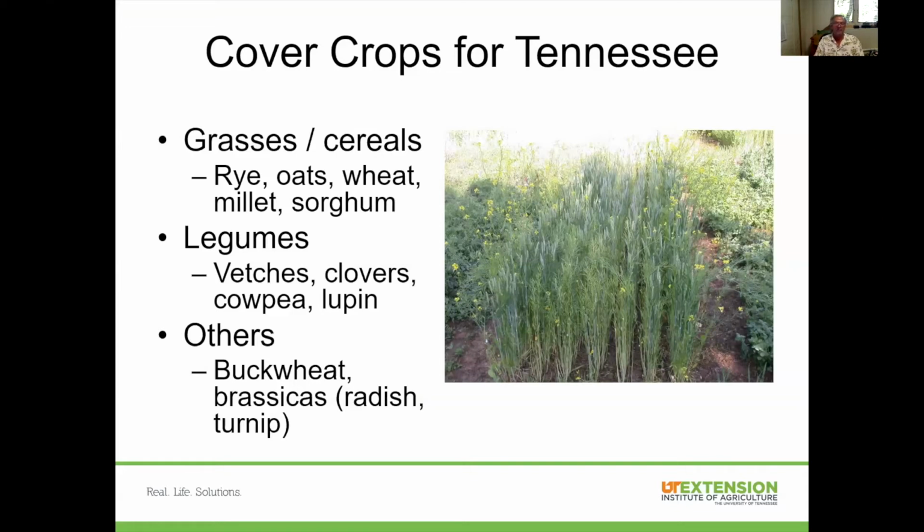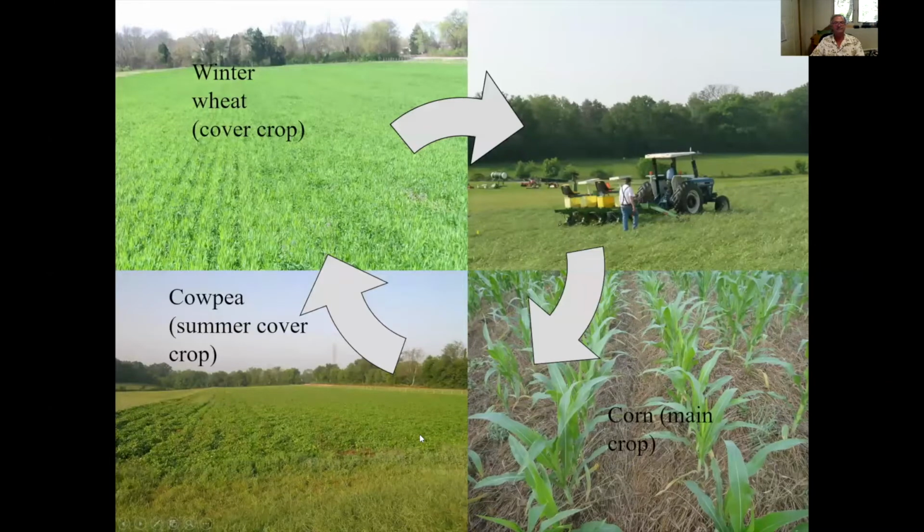And then I've thrown in some others. Buckwheat is a commonly used one, especially in organic systems. And then the use of brassicas, radishes and turnips, is becoming more and more common in different cover crop mixes.